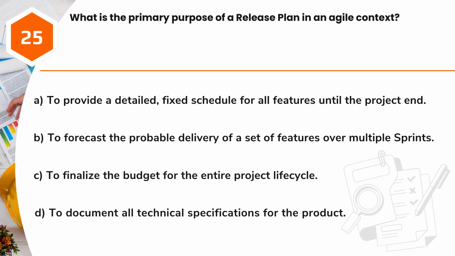Question 25. What is the primary purpose of a release plan in an agile context? A. To provide a detailed, fixed schedule for all features until the project end. B. To forecast the probable delivery of a set of features over multiple sprints. C. To finalize the budget for the entire project lifecycle. D. To document all technical specifications for the product.